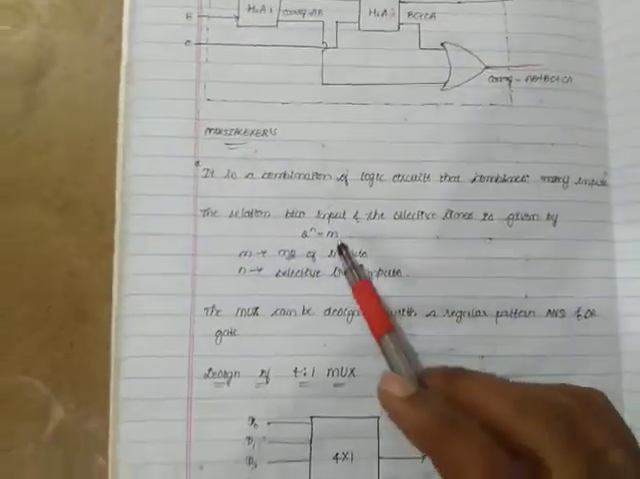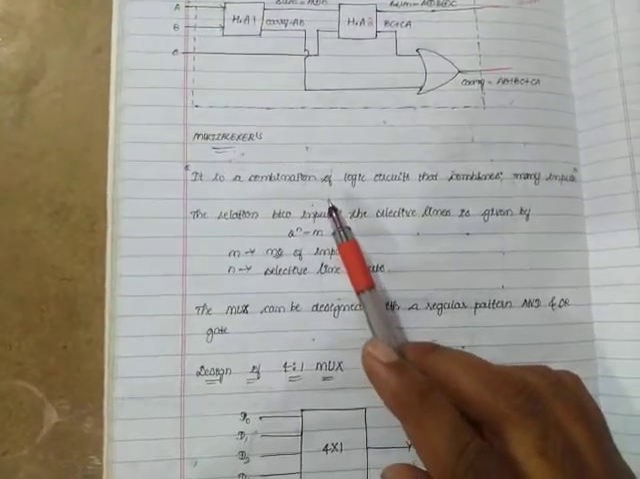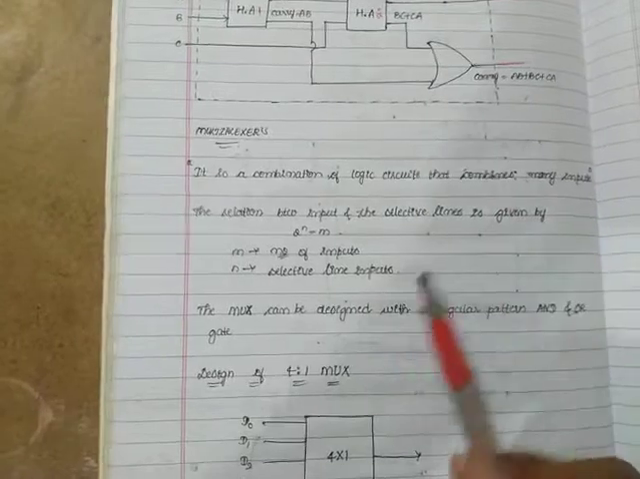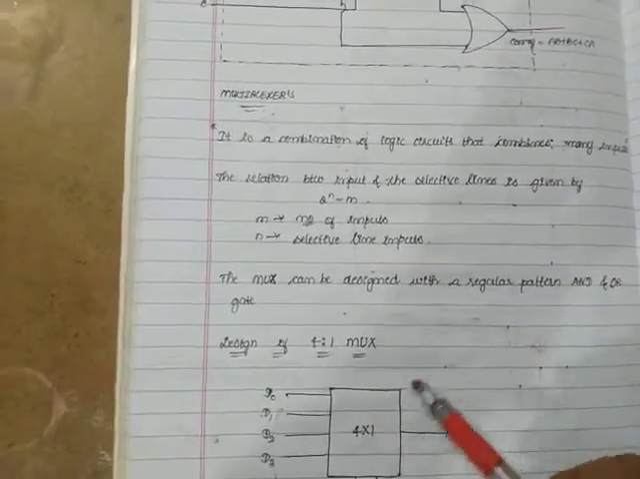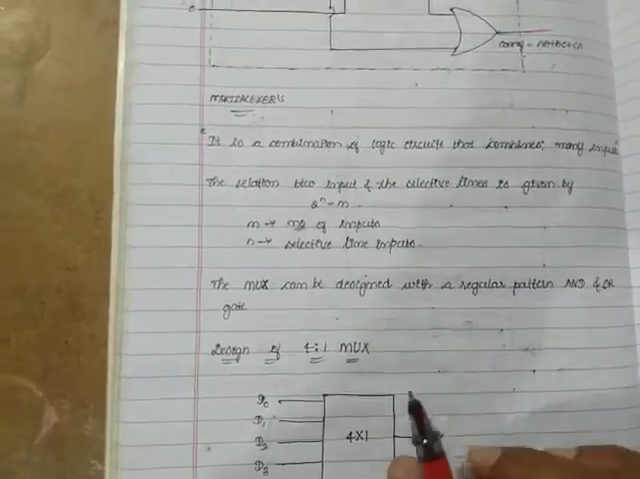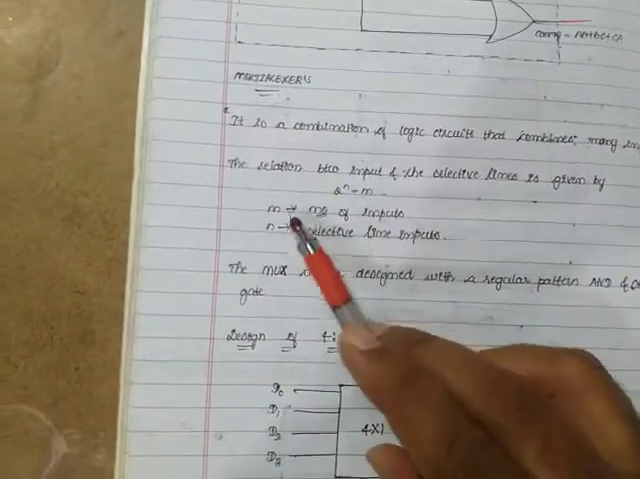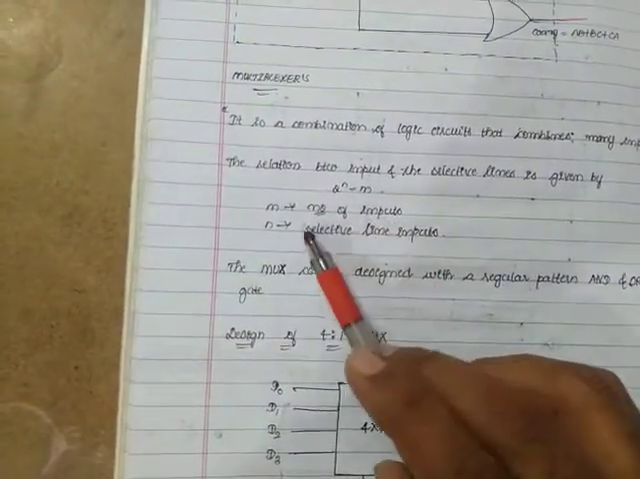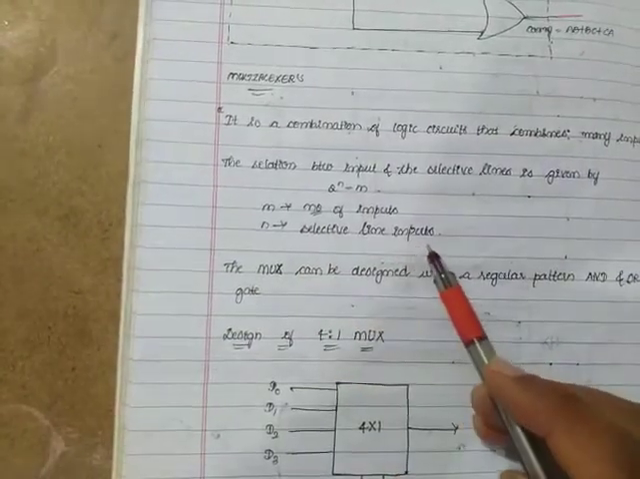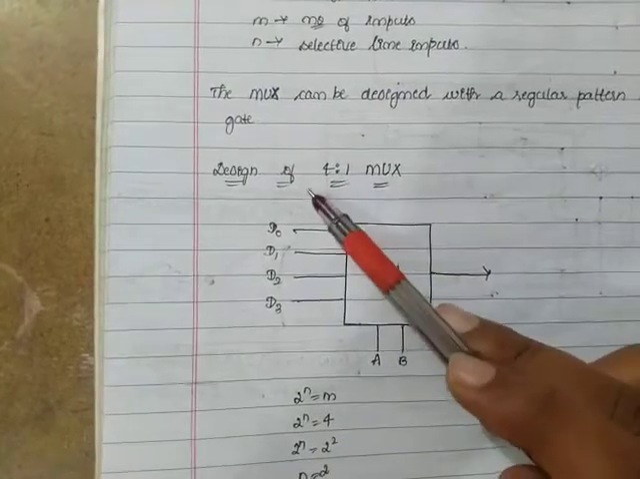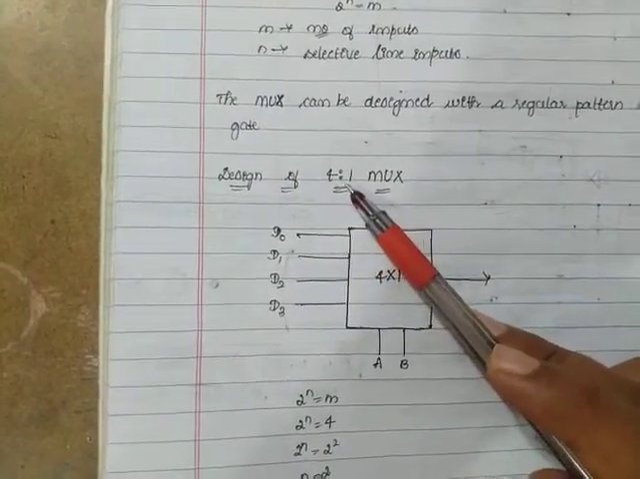Here the multiplexer is also called MUX. It is a combinational logic circuit that combines many inputs. N number of inputs will be there, and it will give only one output. Here I will use some relations: 2 power n equals m. M is the number of inputs, and n is the number of selection line inputs. This is the block diagram for the multiplexer. For example, here I am using a 4:1 MUX.